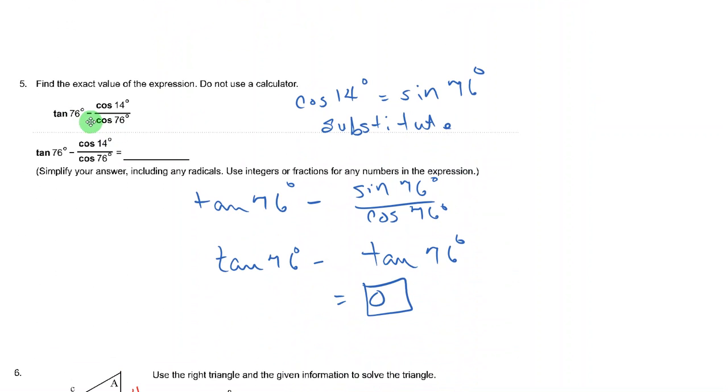Tan 76 minus cosine 14 over cosine 76. Okay, so what do we know here? If we think about it, cosine 14 is equal to sine of 76. That's a true statement. Complementary cofunctions. So if we substitute this sine 76 for the cosine 14, we now have this. This sine over cosine is equal to tan. So now we have tan 76 minus tan 76. We end up with 0 again.